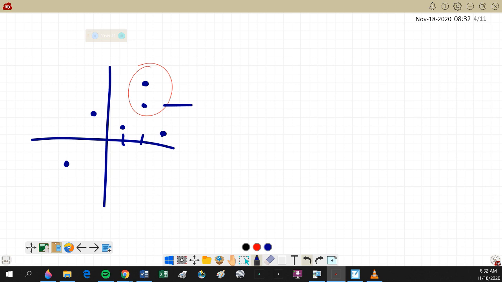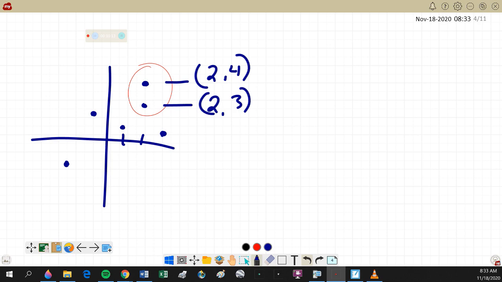So this point here is 2, 3, and this point here is 2, 4. So instead of having to be really careful and looking at all the numbers, what is it about those 2 points that tells you that it's not a function? They're on the same vertical line.